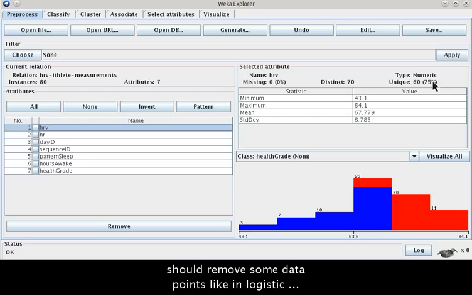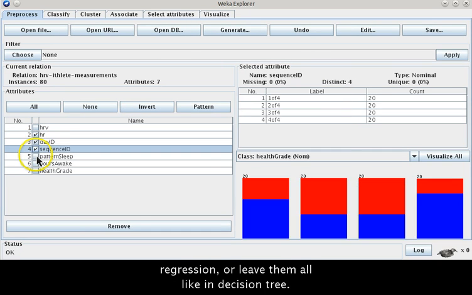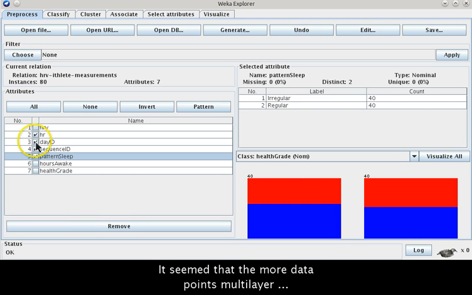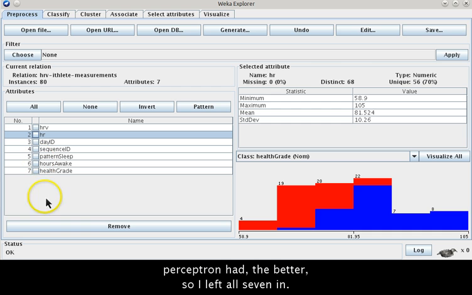And again, I asked if I should remove some data points, like in Logistic Regression, or leave them all, like in Decision Tree. It seemed that the more data points multi-layer Perceptron had, the better, so I left all 7 in.